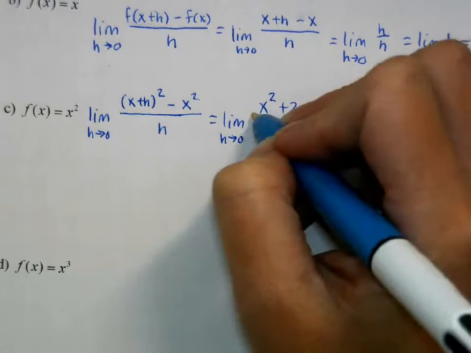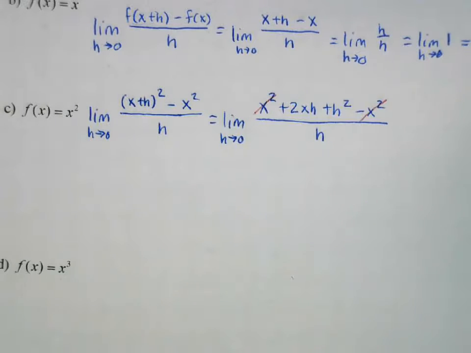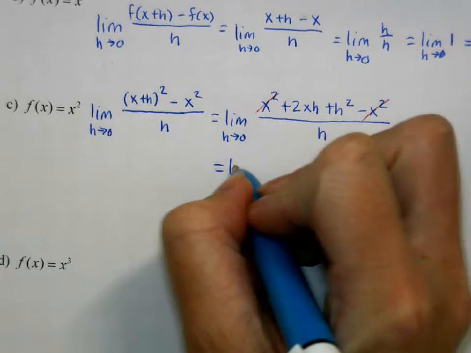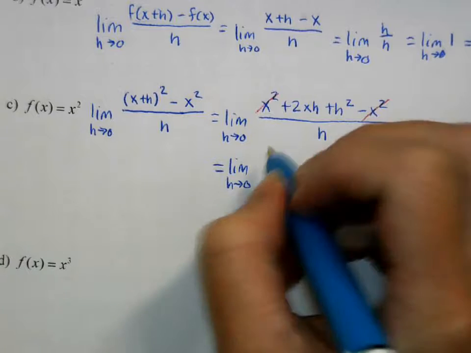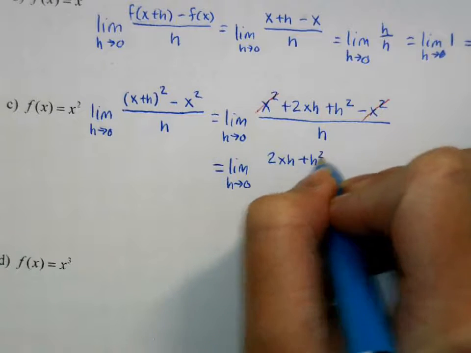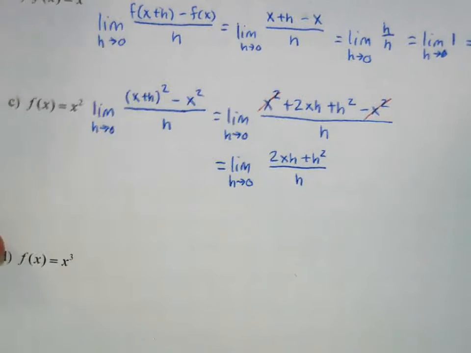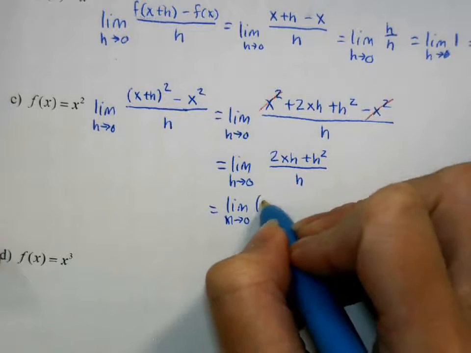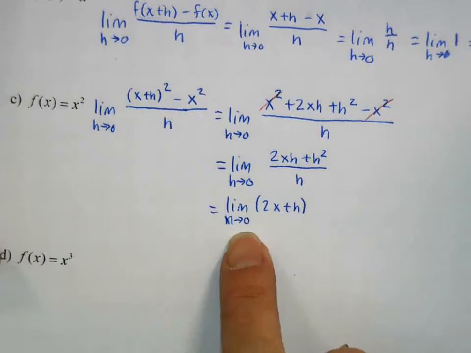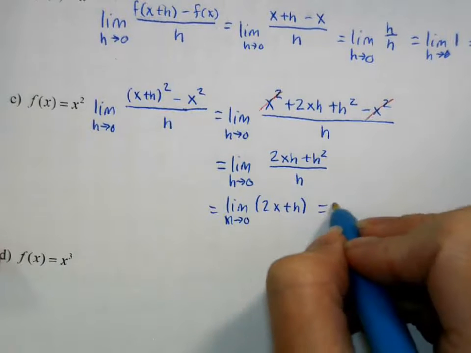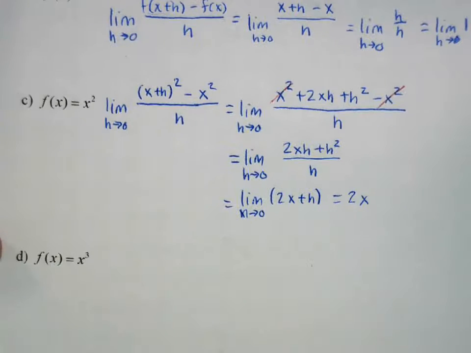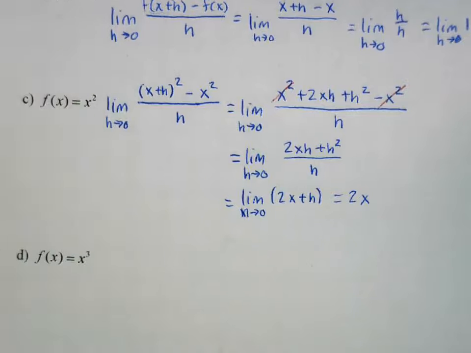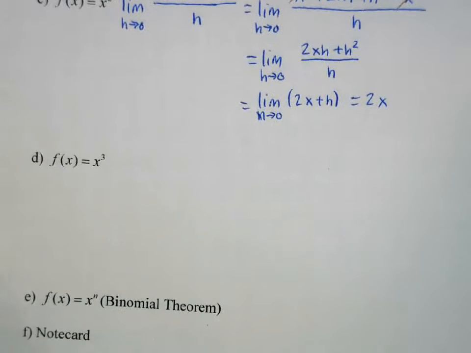So the x squareds cancel. So we have 2xh plus h squared over h. So we can divide out the h's to get 2x plus h. So as h goes to 0, that goes to 0, and we're left with 2x, okay, which matches what we saw. All right, so how is this working? How is this rule playing out? We're going to do one more.